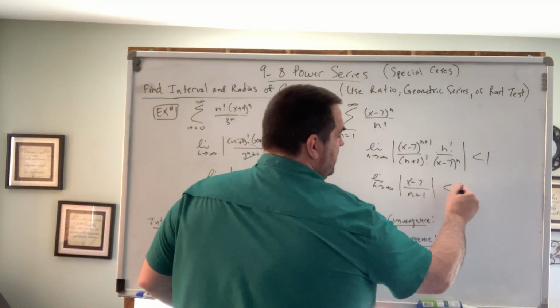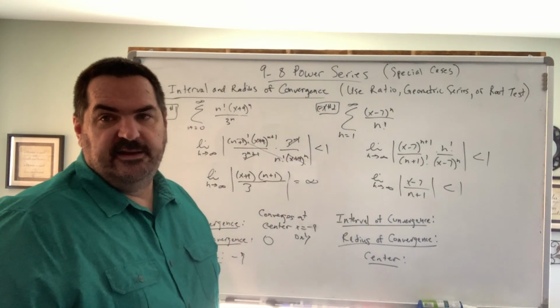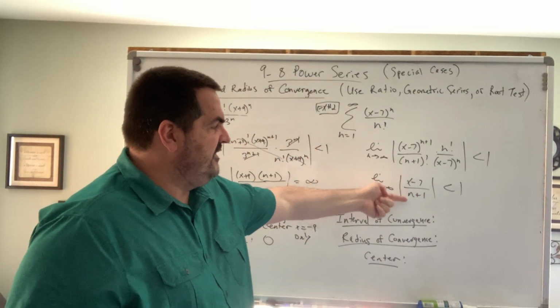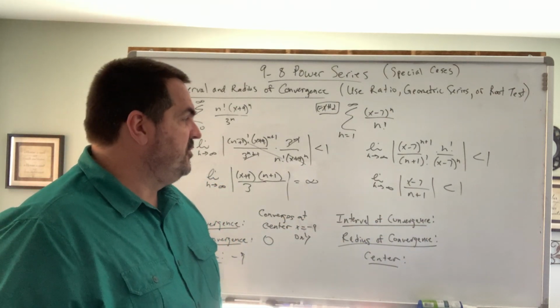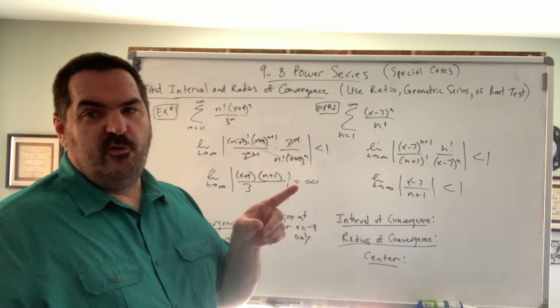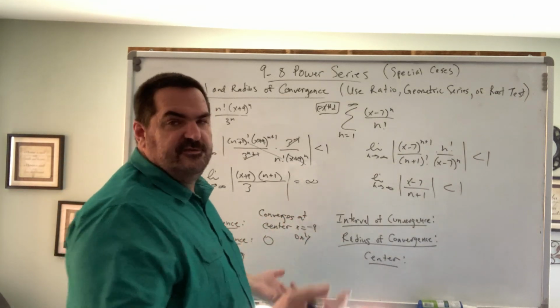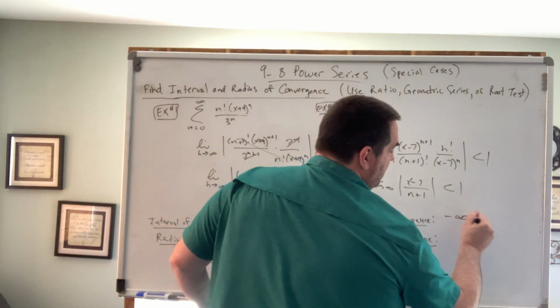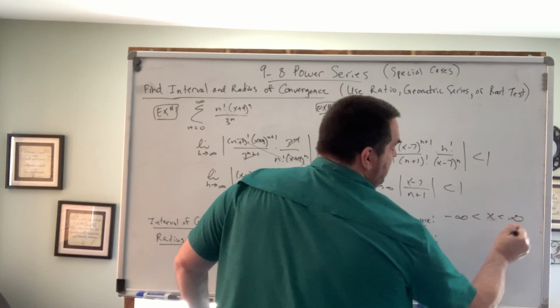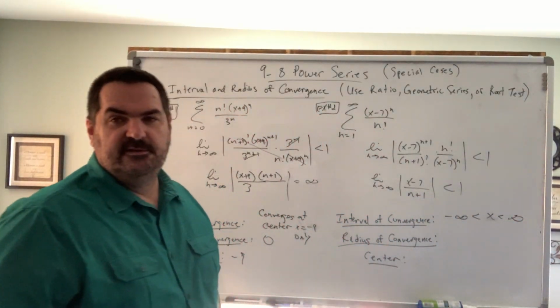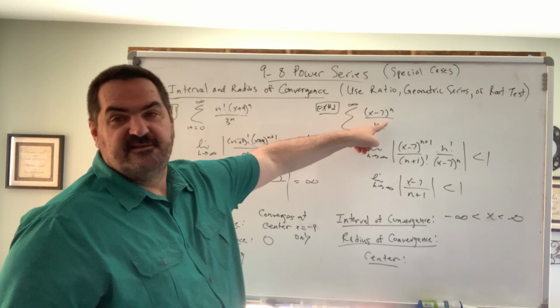Is it less than 1? Yeah, you can plug in any number, actually, say 10,000. 10,000 over infinity is still 0. It's going to approach 0. So this converges always. So for the interval of convergence, you can say negative infinity to infinity, always. Now the center is what x is subtracting. So the center is 7.